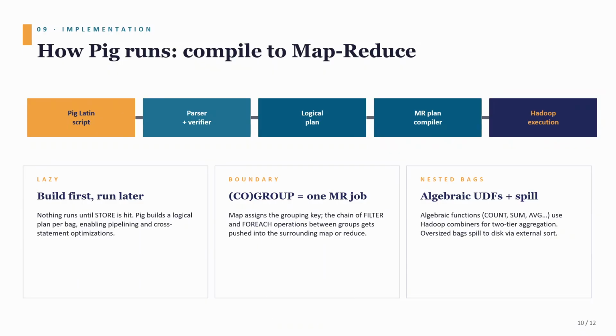The slide also explains how Pig handles nested bags and large data sets. Functions such as count, sum, and average use combiners in Hadoop to improve performance through parallel aggregation. If intermediate data becomes too large, Pig can spill data to disk using external sorting, preventing memory issues. So in summary, Pig acts as a high-level layer over Hadoop, automatically converting user-friendly scripts into optimized MapReduce jobs.